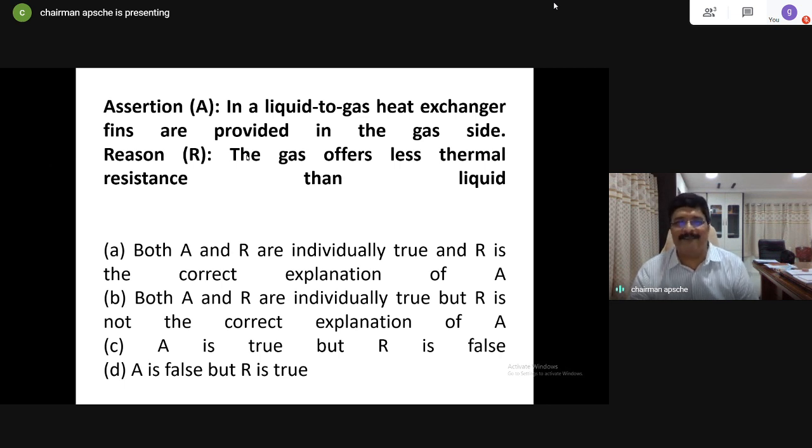This is irrelevant. I think A is true, but R is not the correct explanation. The gas offers less thermal resistance than the liquid.